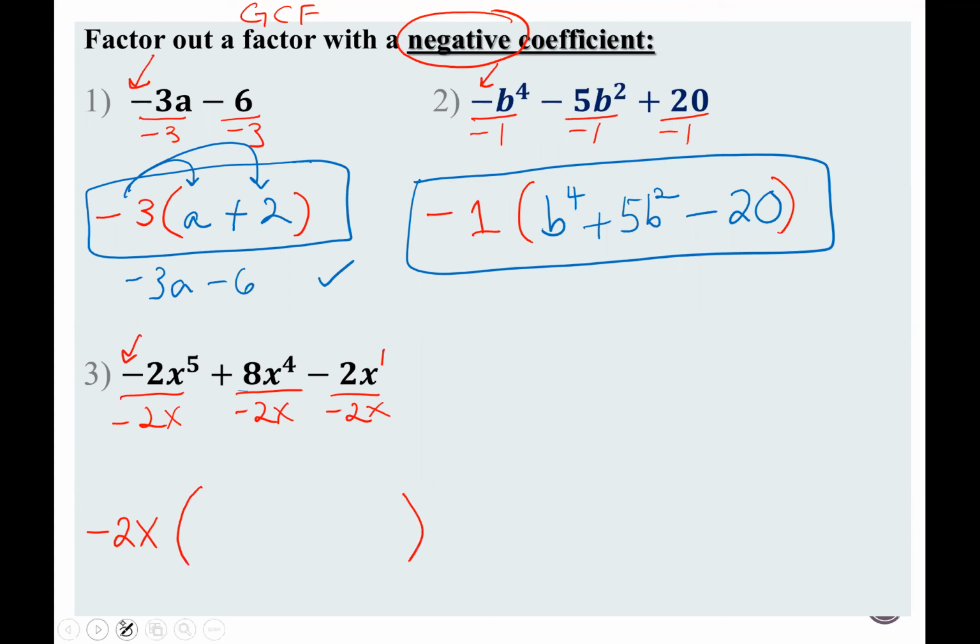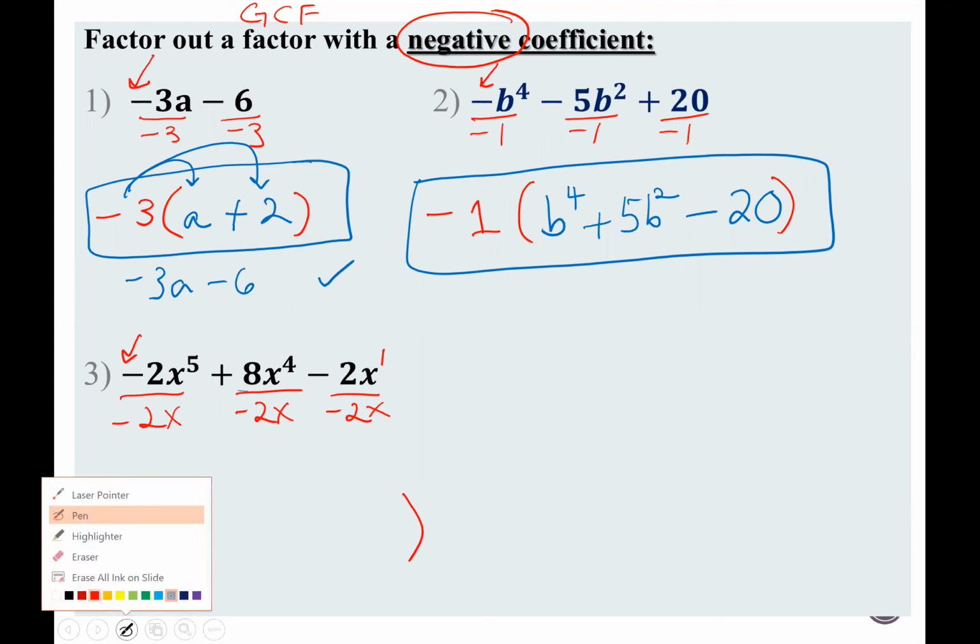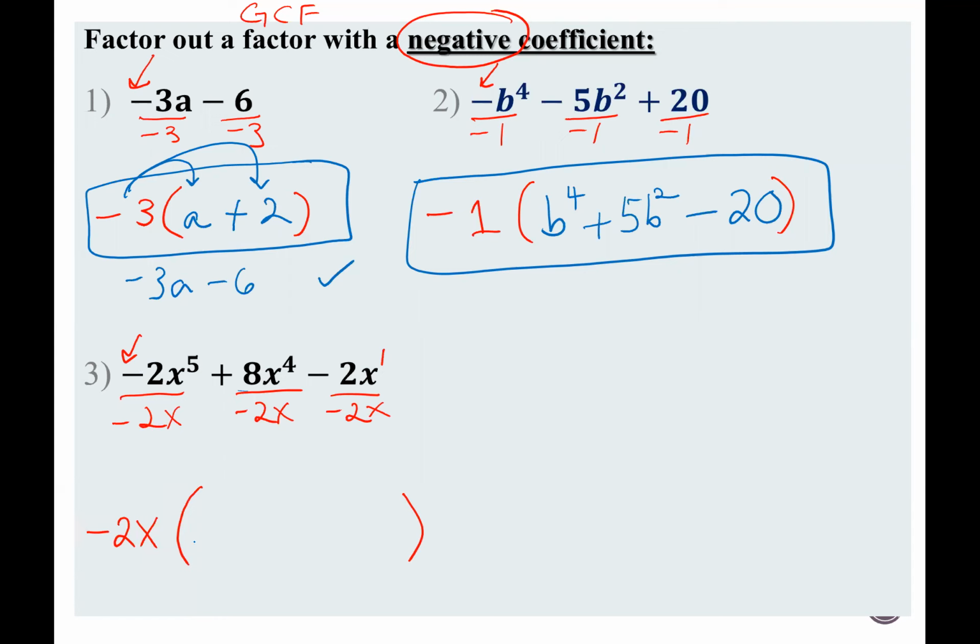And let's see what our 3 terms are in the parentheses. Negative divided by negative, positive. 2 divided by 2 would be positive 1. I'm not going to write that though, because I know I have some x's to write. And this is my attempt at showing you that's a 1 exponent. 5 minus 1 is 4. So this will be just 1x to the 4th, or just x to the 4th. 8 divided by negative 2 is negative 4. Subtract these exponents. 4 minus 1 is 3.